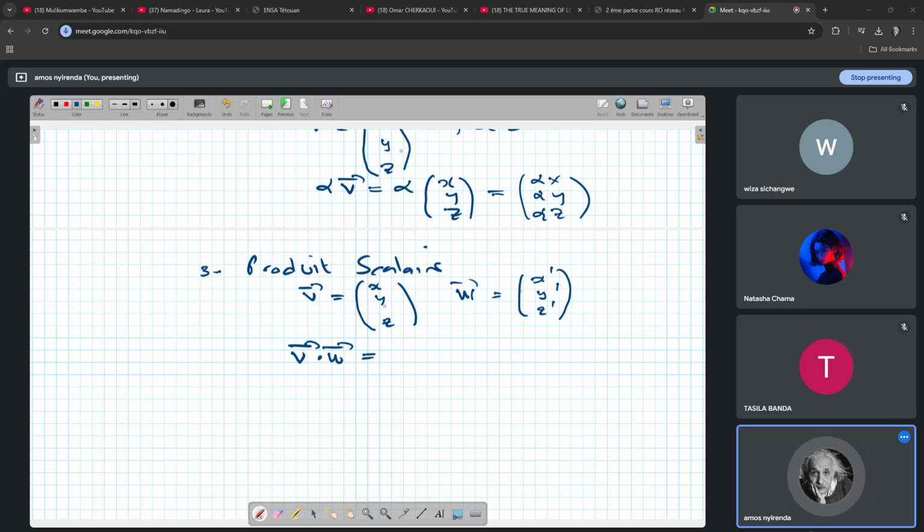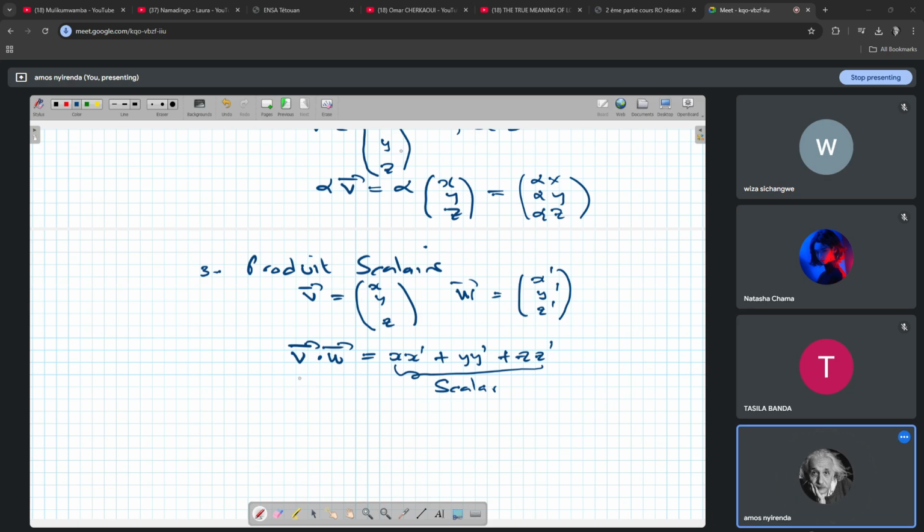What the dot product is going to do is that we're going to multiply. So it is x times x prime, and then we take the sum. So we're going to say x x prime plus y y prime plus z z prime. So this is a scalar product. So this result here is going to be a scalar. That is why it is known as produit scalaire.